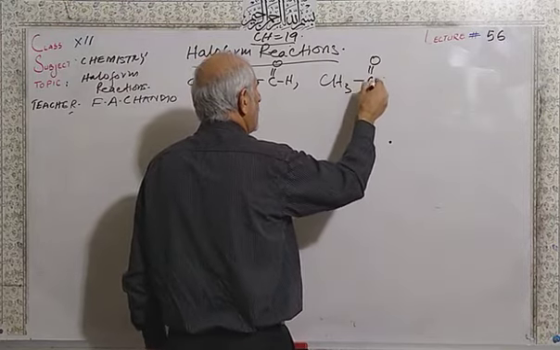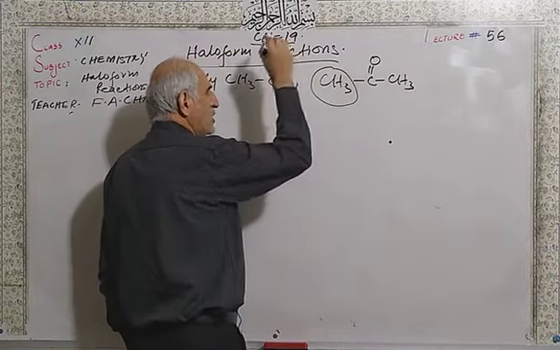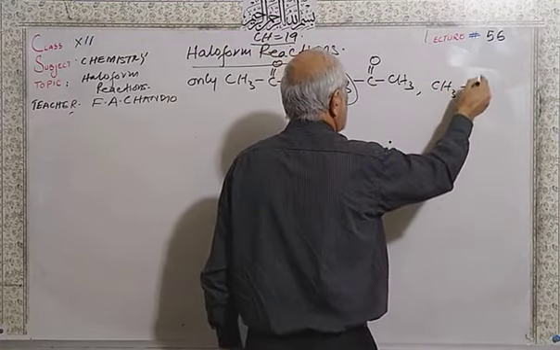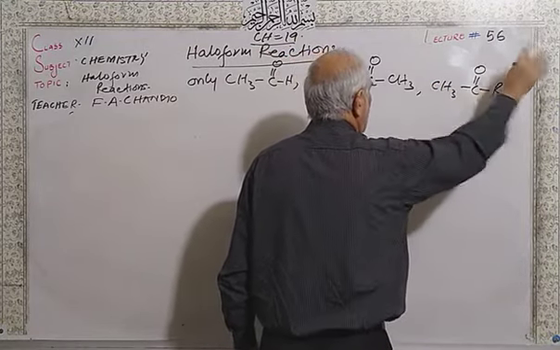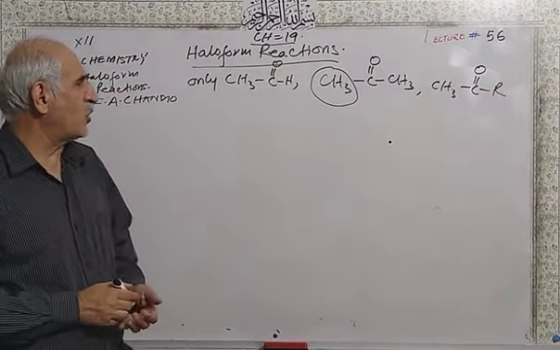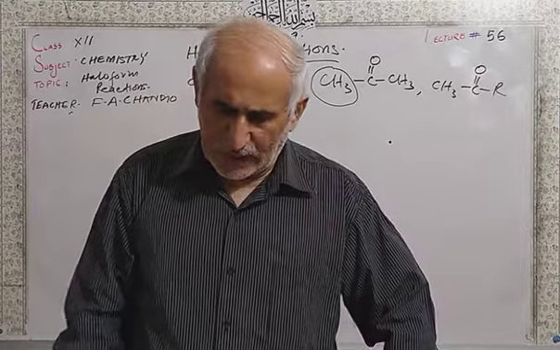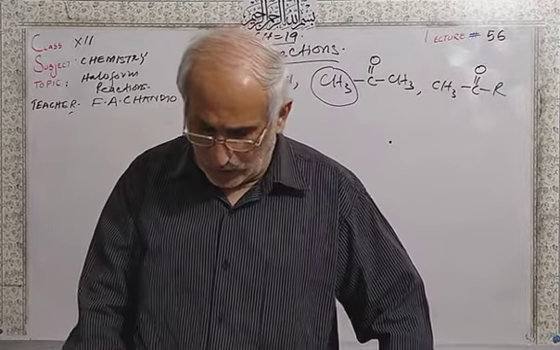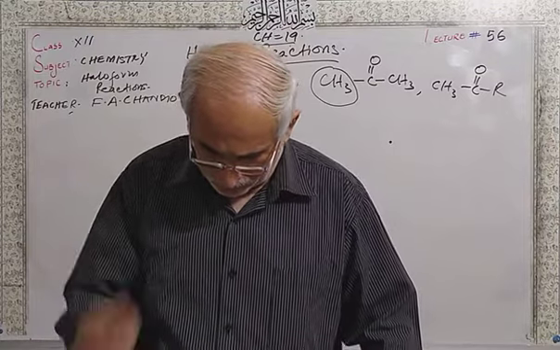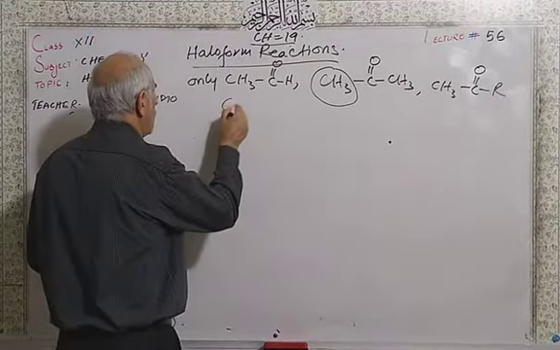When we say small methyl ketone, it means one side must be attached to CH3. The other side may be many alkyl groups, but one side must be attached to CH3. So from the aldehyde group only acetaldehyde, and small methyl ketones react with halogens. Also, among the primary alcohols only ethanol.